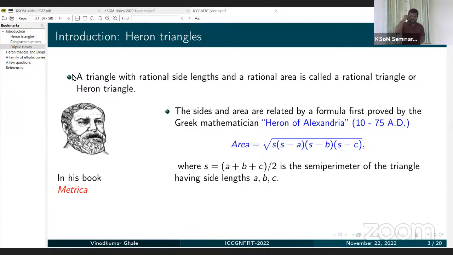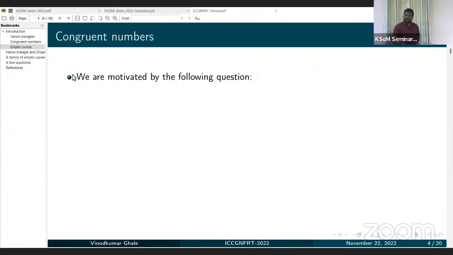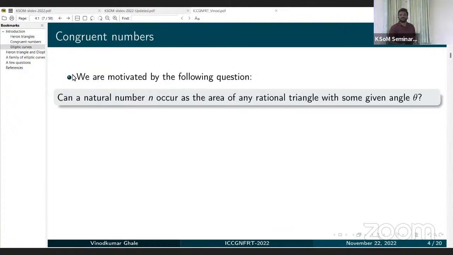That formula is the square root of S(S minus A)(S minus B)(S minus C), where S stands for the semi-perimeter of the triangle. So he did this in the 1st century, but most of the things we don't know about rational triangles, and I need this formula in the 21st century. So we are motivated by the following questions.